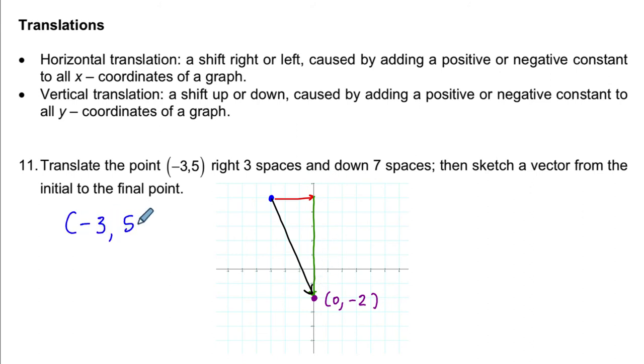Numerically, we take our starting x and y coordinates and we add a +3 to the x coordinate and we add a -7 to the y coordinate. Doing that gives us the new coordinates for the final point, namely 0, -2.